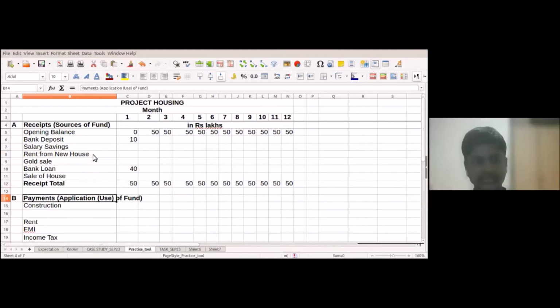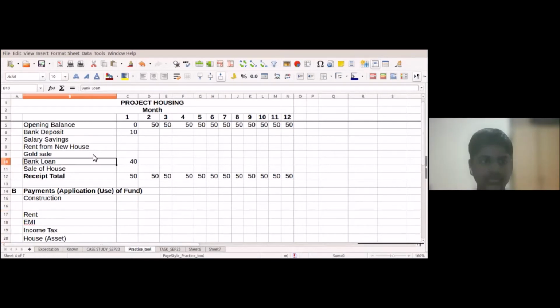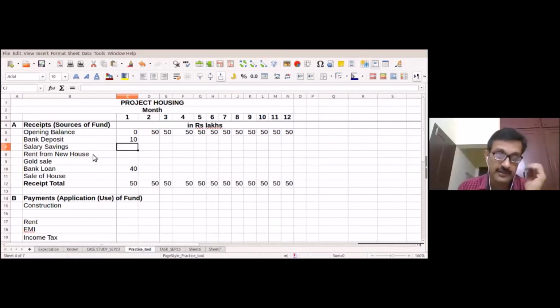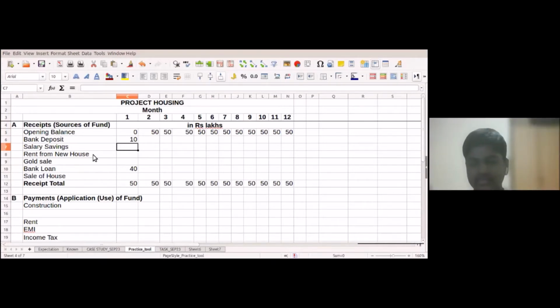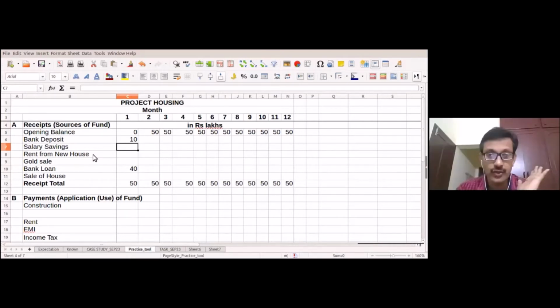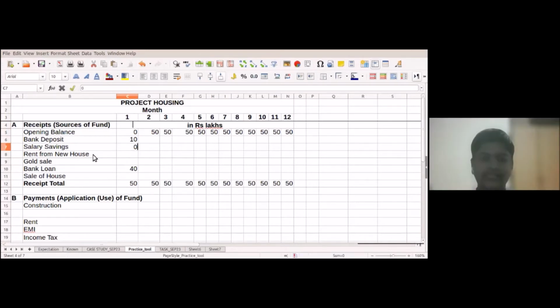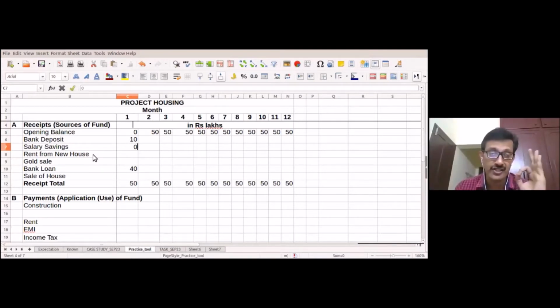Sir, in the first month, salary savings will be 0, because still we will be in the rented house. What do you mean by salary savings? Like what we are saving from our expenditure. Okay, so you are not going to give anything from your salary to this project. Yes, at first we won't be giving, but later we will start to pay. Come on, focus. You have only the first month in your target.